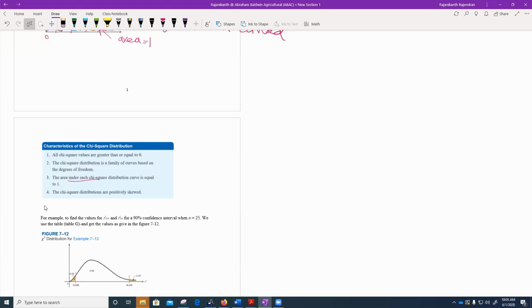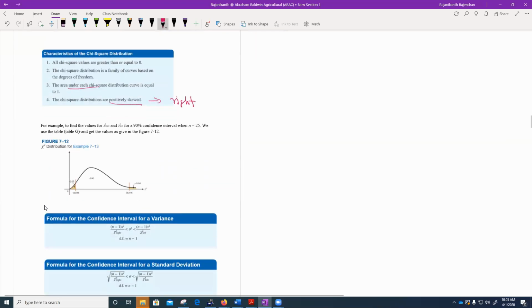So the chi-square values are greater than or equal to 0. The chi-square distribution is a family of curves based on the degrees of freedom. So you should know the degrees of freedom, then only we could figure out the graph. The chi-square distributions are always positively skewed. Positively skewed means skewed to the right. Okay.